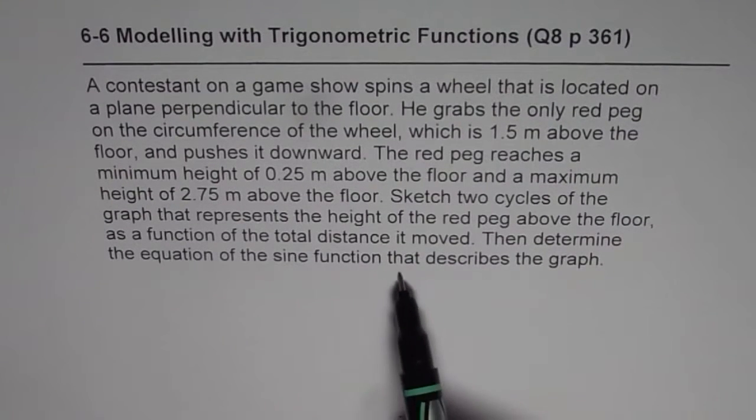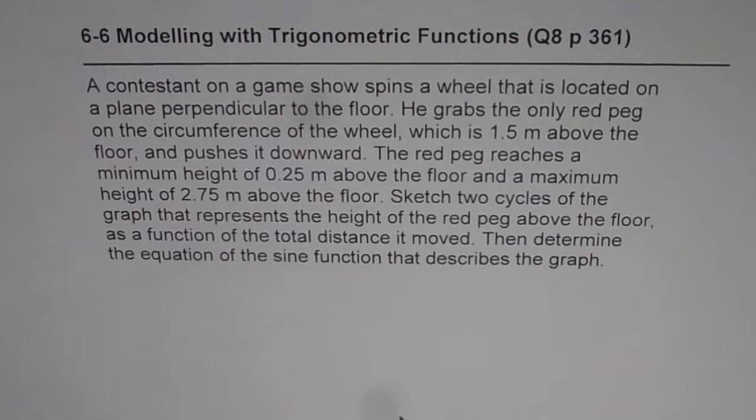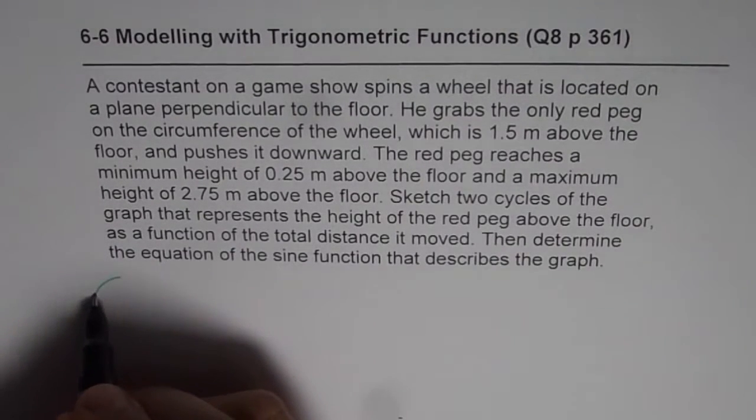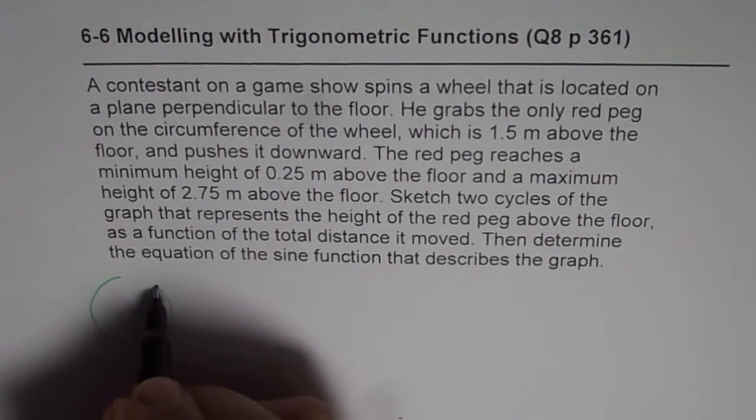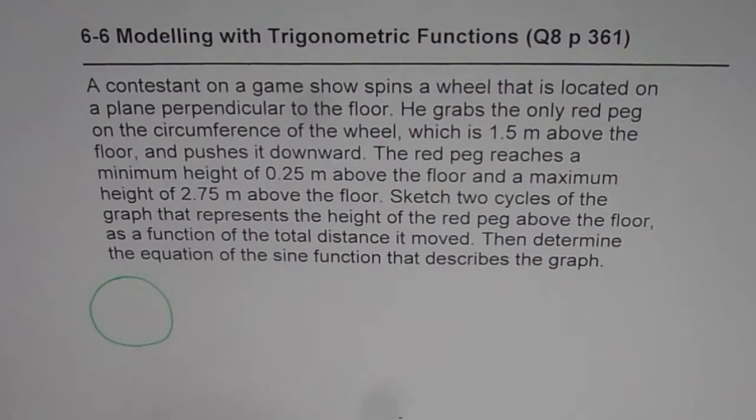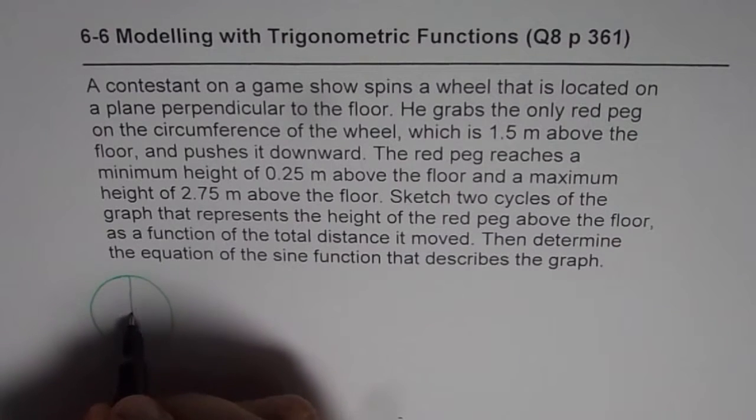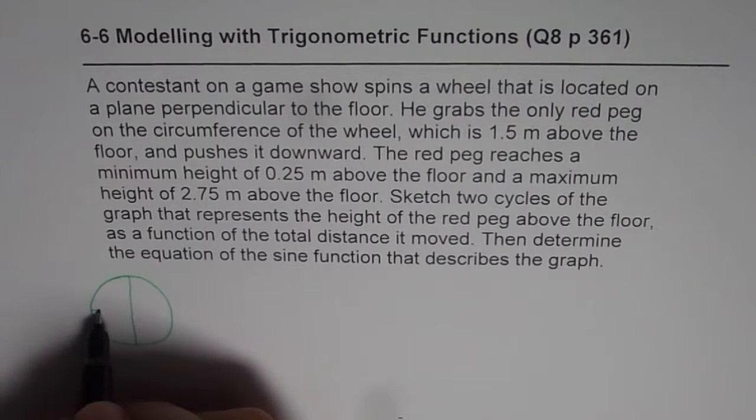So I have a very limited space. So what I will do here is sketch and then write the equation in the same space. I'll use colors so that we don't really mess it so much. Okay, so let's begin with the spinning wheel itself. And let us say this is the wheel for us.